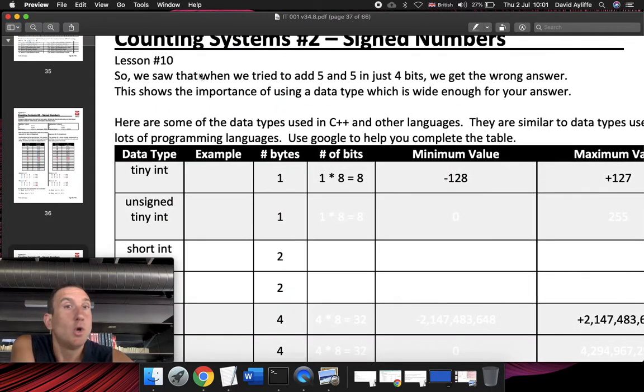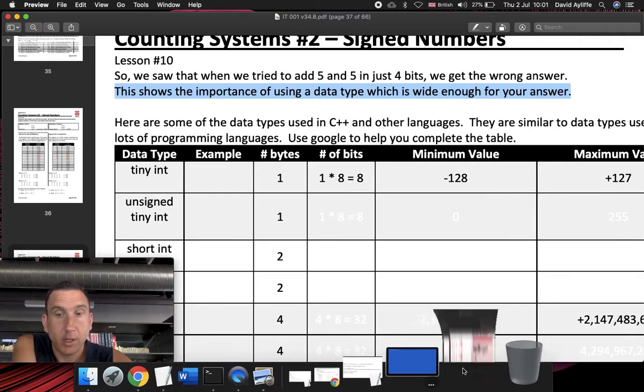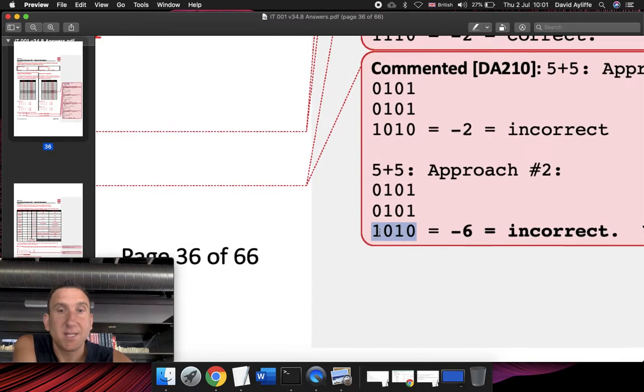So we saw that when we try to add 5 and 5 in just 4 bits, we get the wrong answer. This shows the importance of using a data type which is wide enough. We talk about width. This is not wide enough. We need more than 4 bits to hold our answer. 4 bits is not wide enough.